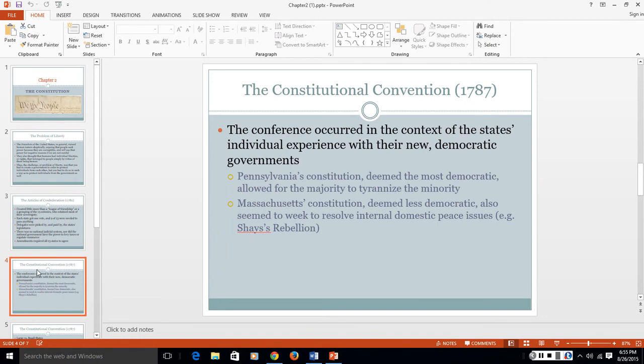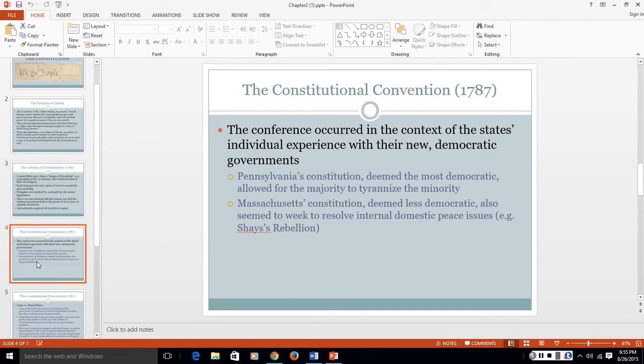And there were two options, if you will. And again, it was a pretense to solve trade disputes, but really each of the states had been experimenting with their own forms of government.